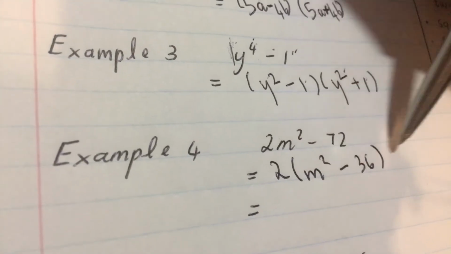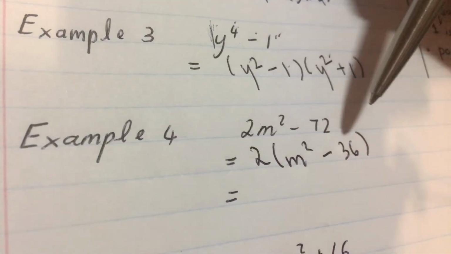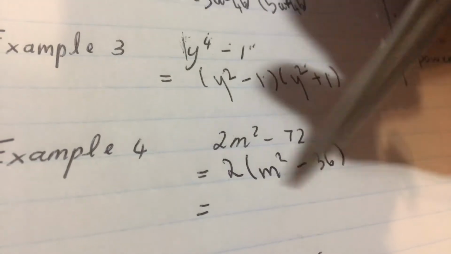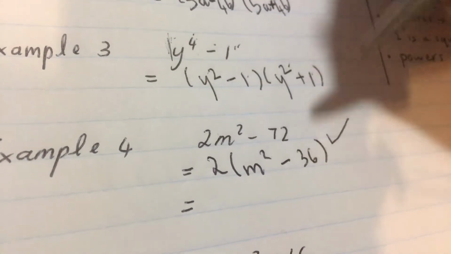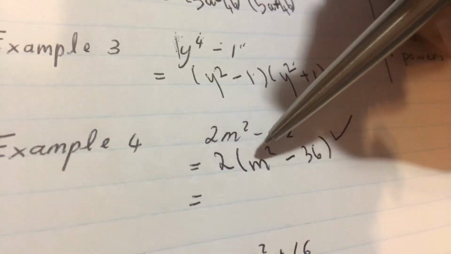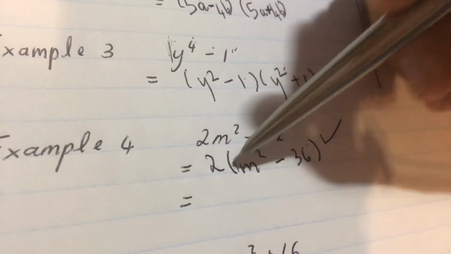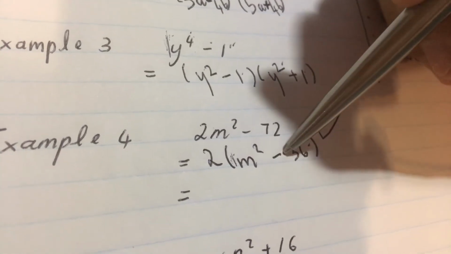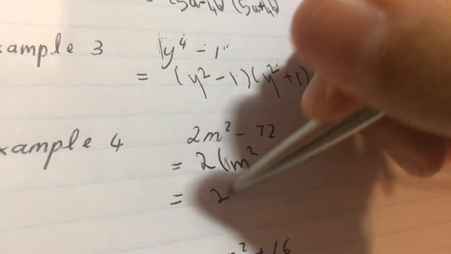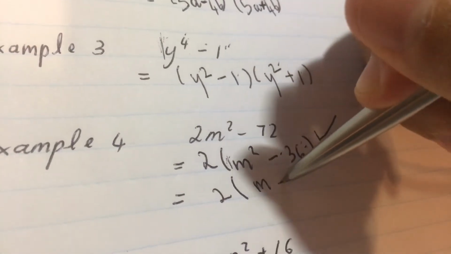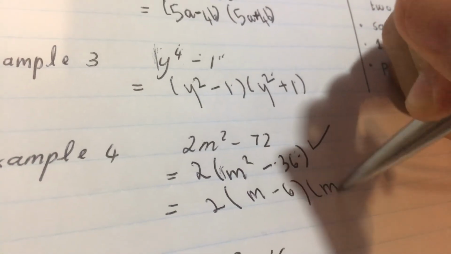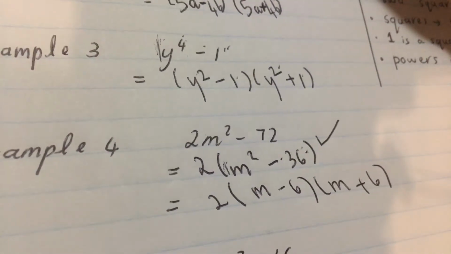All right, now look at this. Do I have a difference of two squares in there? Some of you will do that and you'll get 1 mark on the test, but there's an extra step now. This is a difference of two squares. Is there a 1 in front here? Yes. Is that a square? Yeah, 6 times 6, and it's a difference. So I have to do it further. Now I'll have m minus 6, m plus 6. Difference of two squares.